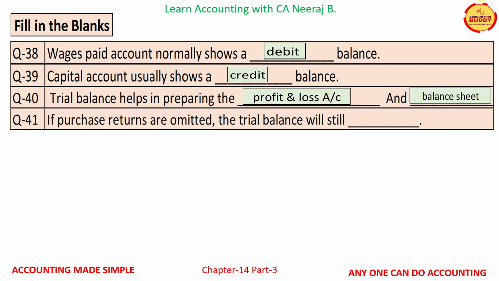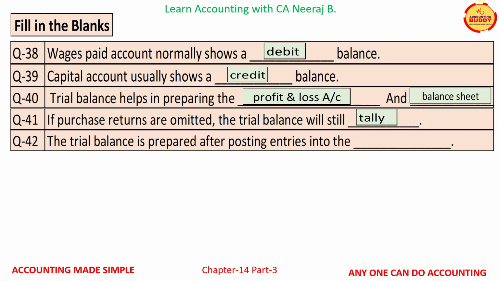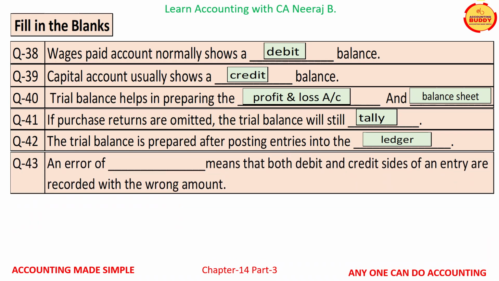Question number 41. If purchase returns are omitted, the trial balance will still dash and the correct word is tally. Question number 42. The trial balance is prepared after posting entries into the dash and the correct word is ledger. Question number 43. An error of dash means that both debit and credit sides of an entry are recorded with the wrong amount and the correct word is an error of commission.